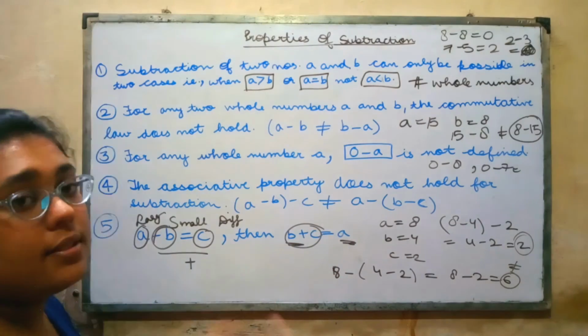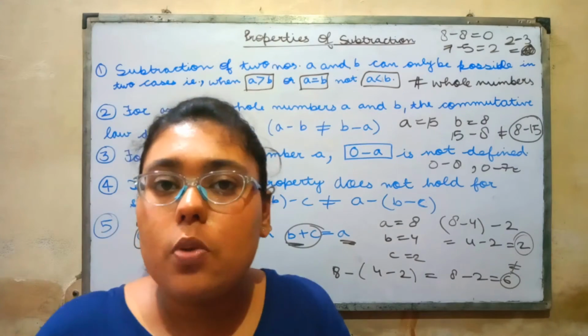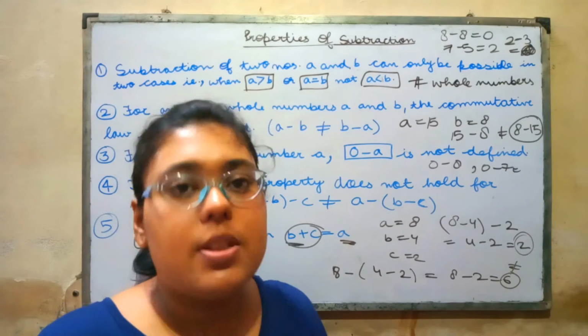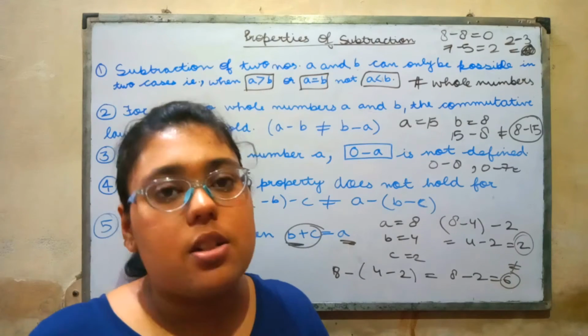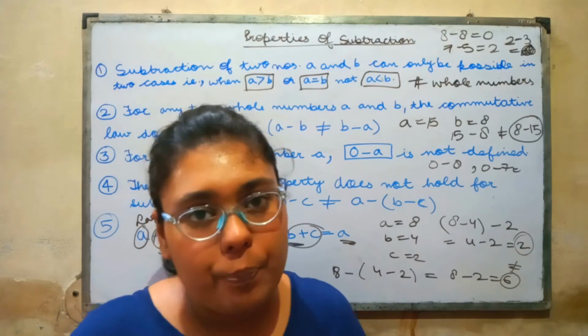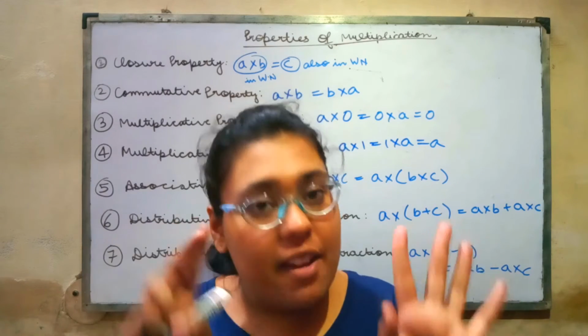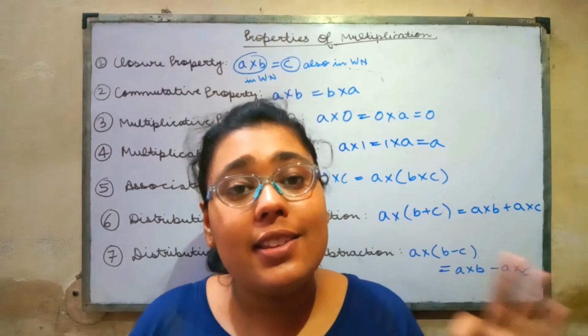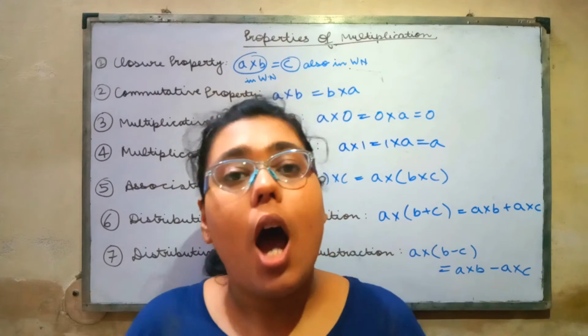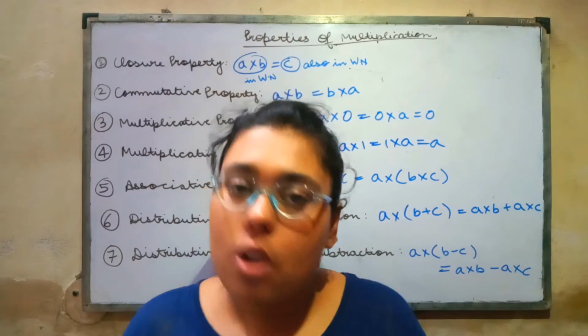This is this property, and this is very interesting. You can use it at places, in word problems, in questions, and we'll use it further as well. Okay. Now coming to the properties of multiplication. We have 7 properties in multiplication, and the properties of multiplication are the most important amongst all.